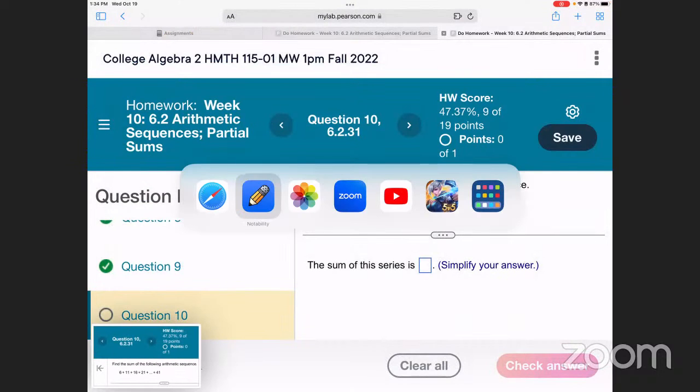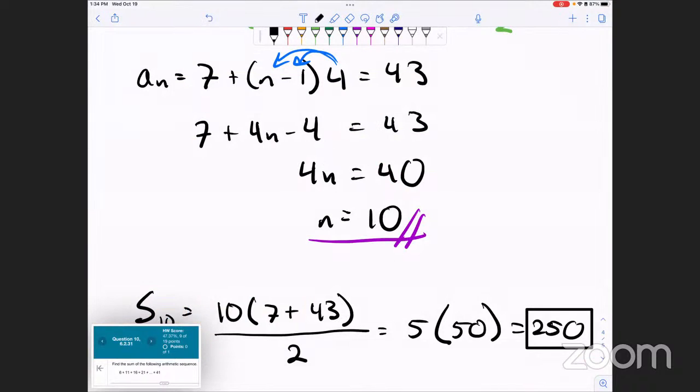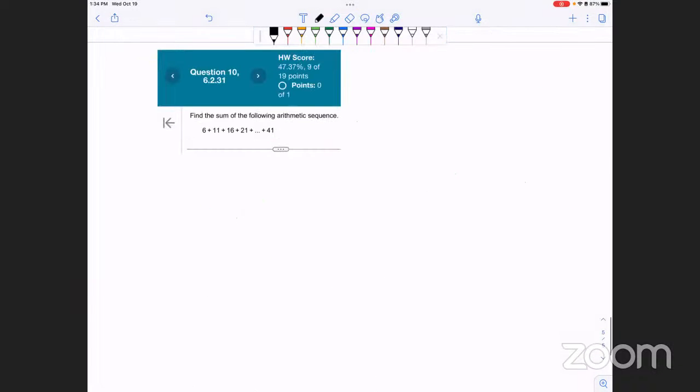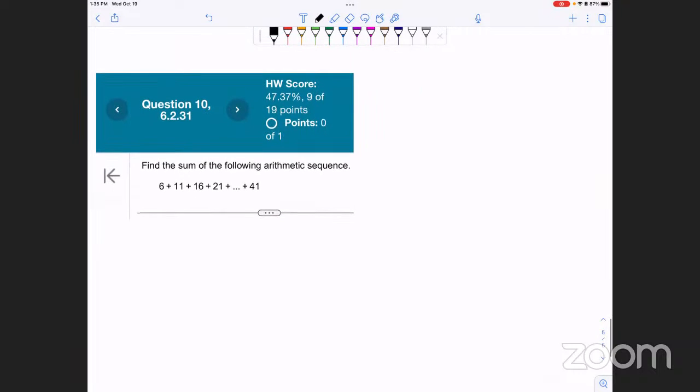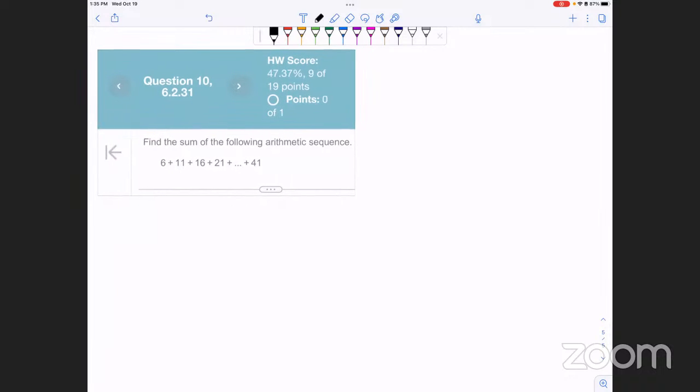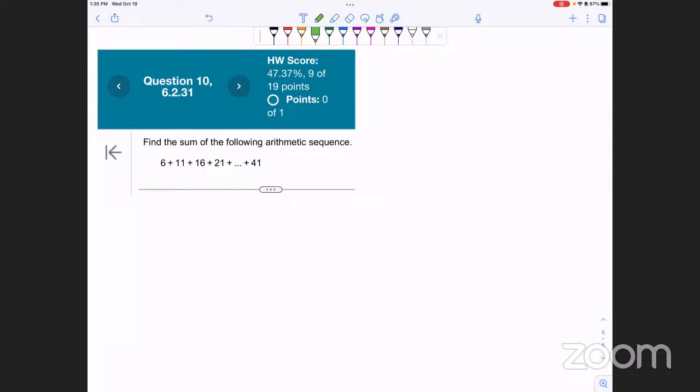Here, drop this here. I'm just going to redo this really quickly. 6, 11, yeah, the numbers have changed. So let me just redo this really quickly. All right. Let's see. Arithmetic sequence, right? So let's just do it again.